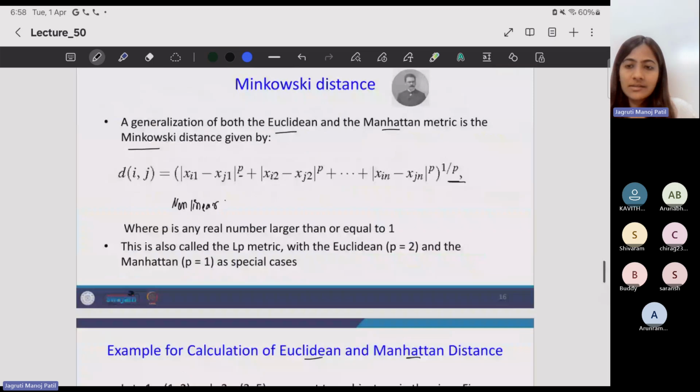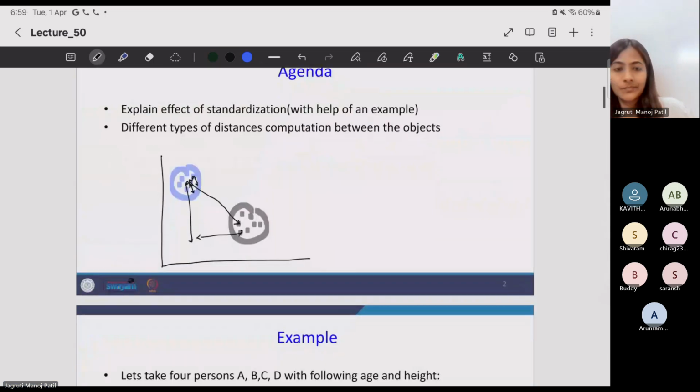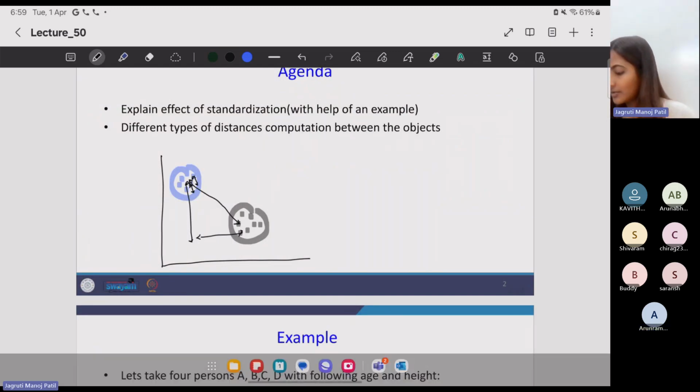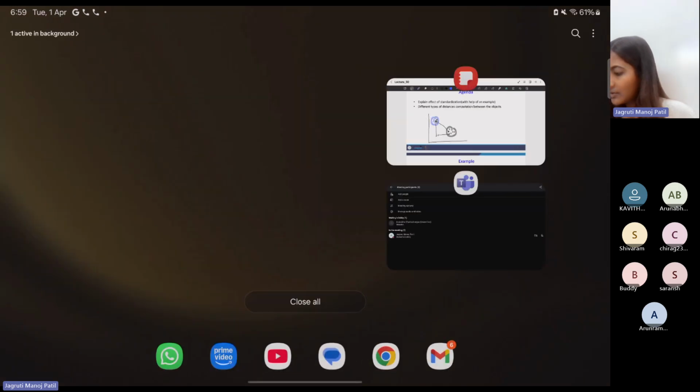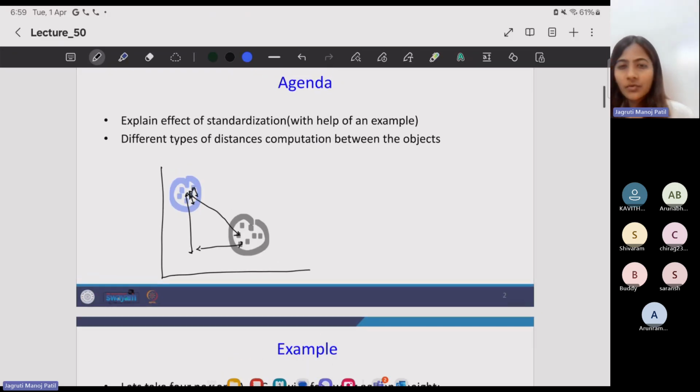Any doubts in cluster analysis? No, ma'am. So if all of you don't have any doubts, we'll go ahead with the assignment task. I'll just wait for 2 minutes. If someone has any doubts, let me know, and then we can go ahead with the assignments. Okay.